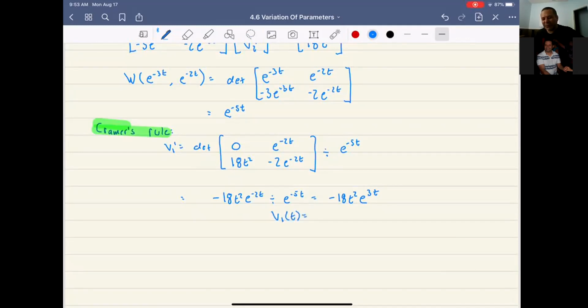Now we're going to have to solve that for v1 of t. I mean, you can do that. That's like 2 integration by parts, right? We'll worry about that in a minute.